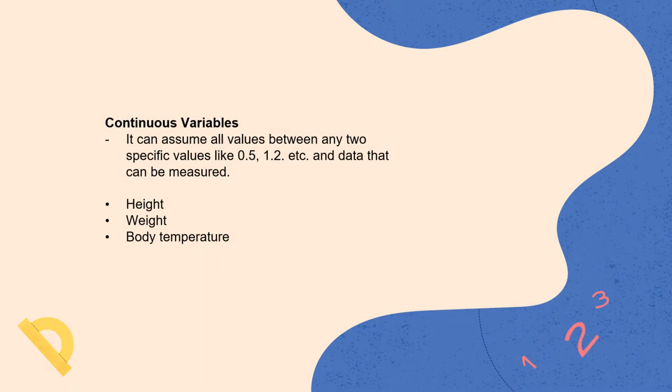For the continuous variables, they can assume all values between any two specific values, like 0.5, 1.2, and etc. And data can be measured. For example, weight, height, and body temperature.